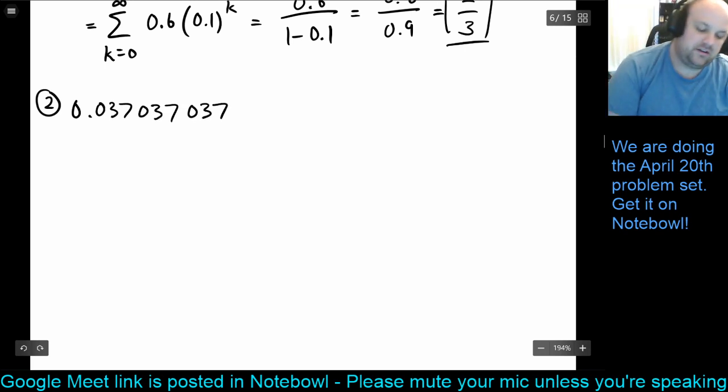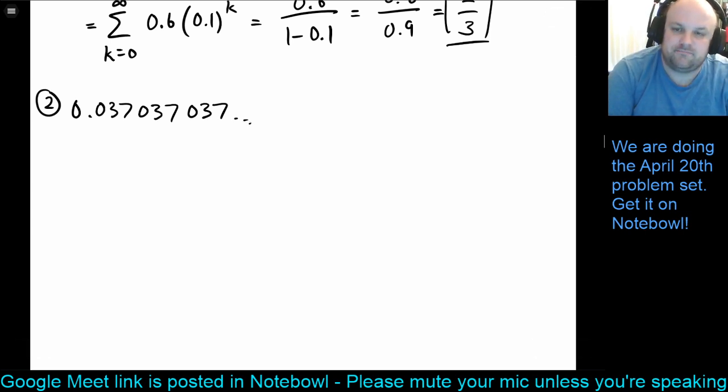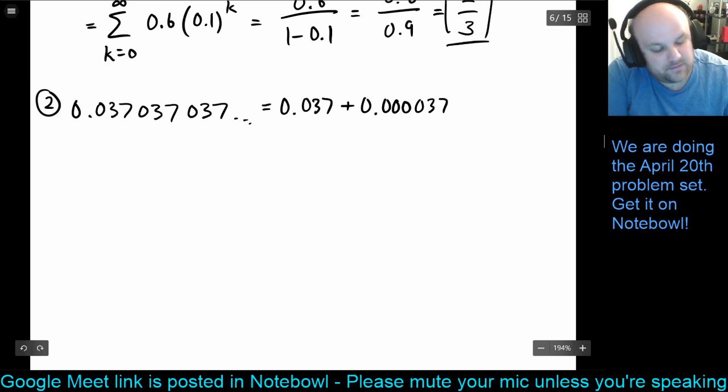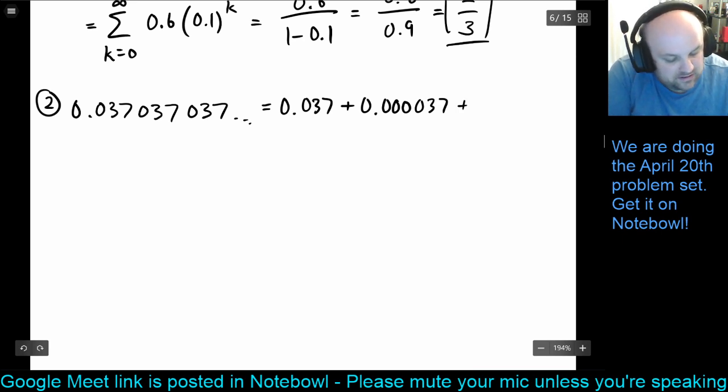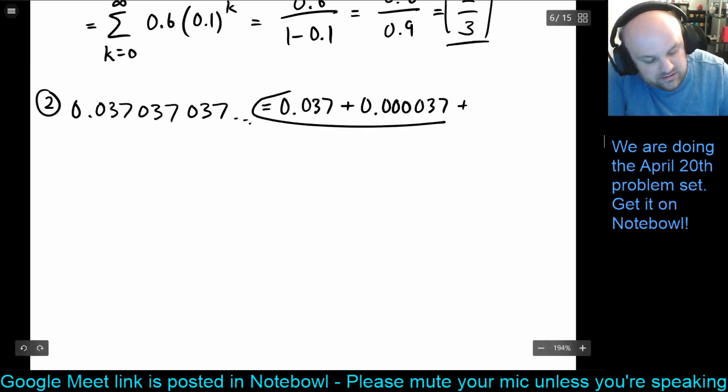0.037 repeating. All right, so we got this interesting repeating pattern here that has several digits to it. But again, what we want to do is just take this repeating pattern and write it as a sum of things. So this will be 0.037 plus 0.000037. Not going to fit here probably. All right, let's move this to the next line.